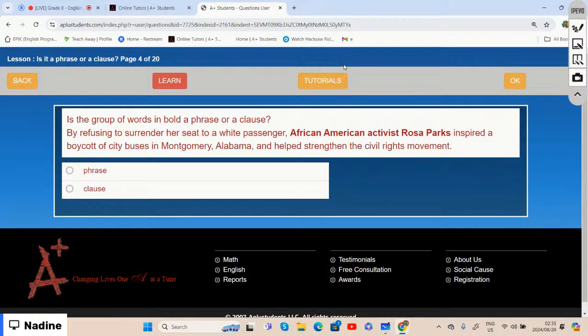All right, so by refusing to surrender her seat to a white passenger, African American activist Rosa Parks inspired a boycott of city buses in Montgomery, Alabama, and helped strengthen the civil rights movements. So we need to say if that is a clause, African American activist Rosa Parks, or if it is a phrase.